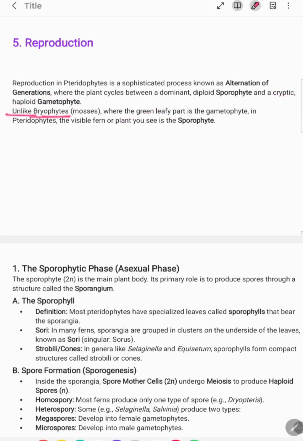See, unlike bryophytes, the mosses, where the green leafy part is the gametophyte, in pteridophytes, the visible fern or the plant you see is the sporophyte.